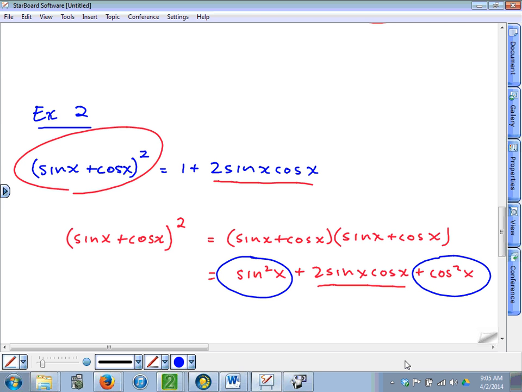What is sine squared plus cosine squared? 1. How do we know that? That's the Pythagorean identity. Sine squared of x plus cosine squared of x is equal to 1. So this equals 1 plus 2 sine of x cosine of x. Double check that against what we wanted to show.